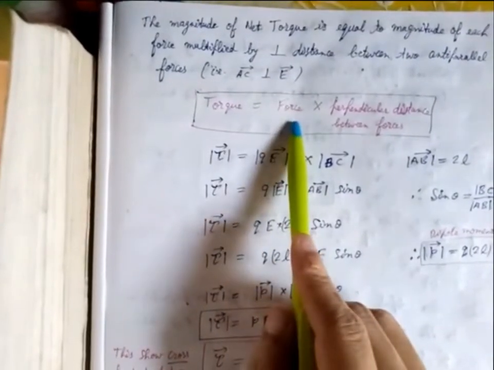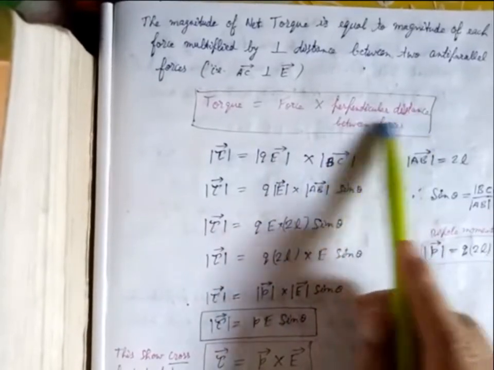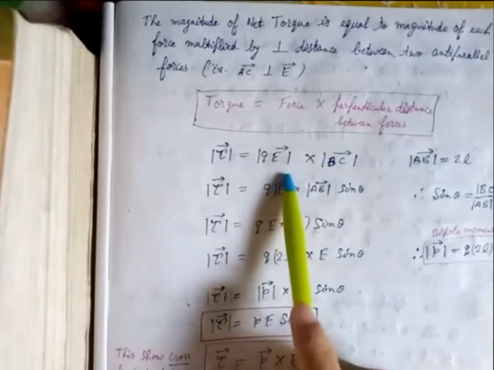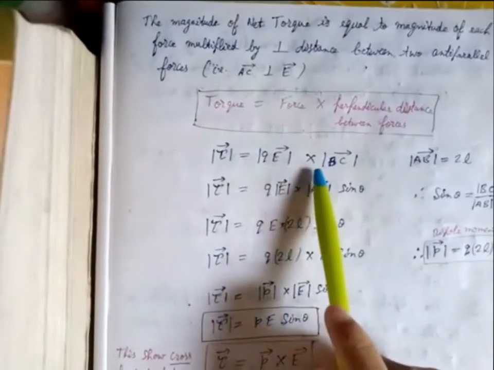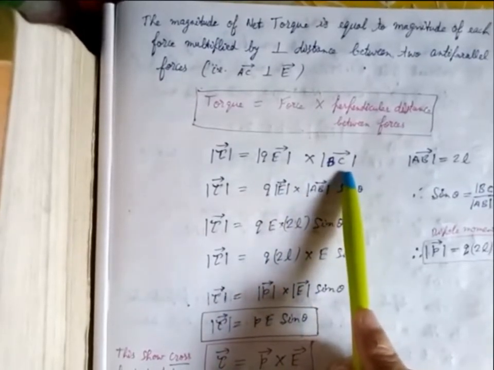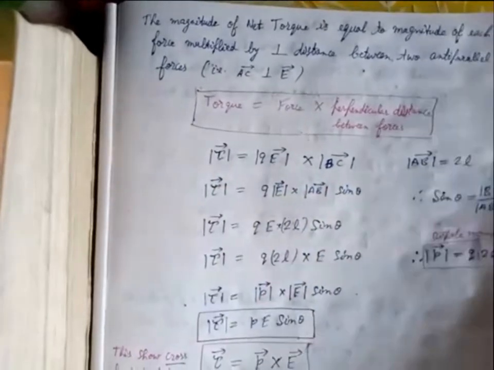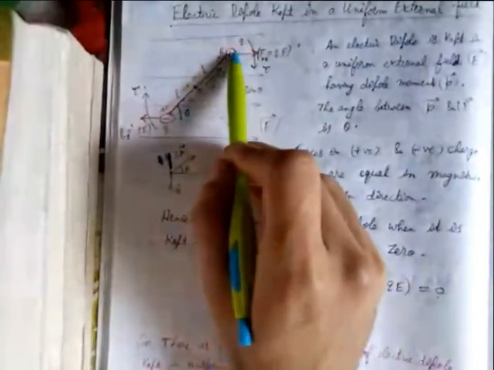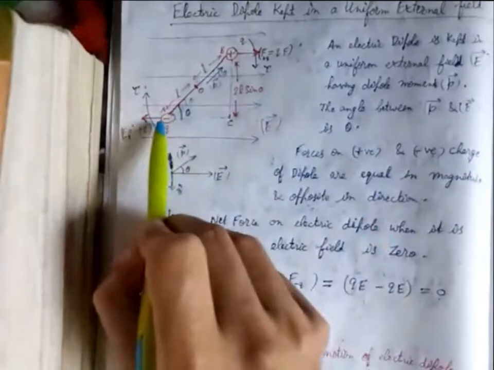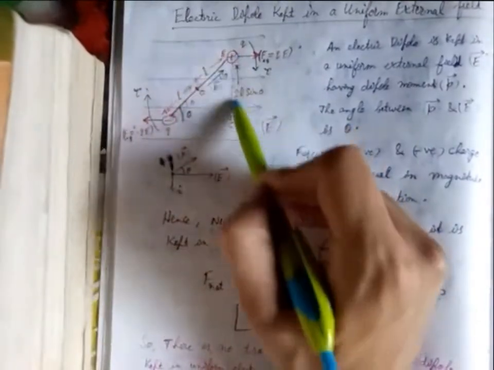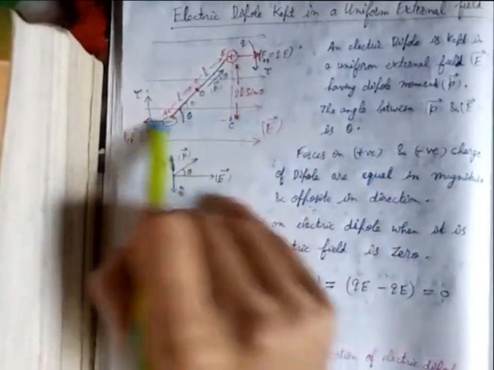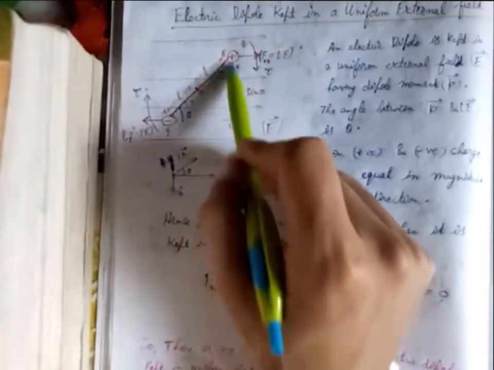Torque will be equal to force multiplied by the perpendicular distance between the forces. So net torque will be equal to force, Q into E, multiplied by BC. BC is the perpendicular distance with respect to this force. It means if the force is in the horizontal direction, then BC is this vertical length, and this force is also in the horizontal direction, so this BC is the perpendicular distance. So the perpendicular distance between this and this force will be BC.